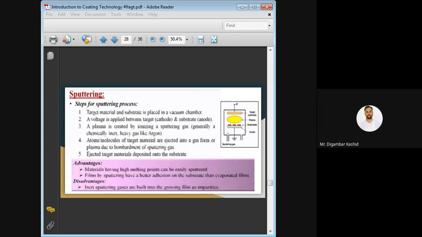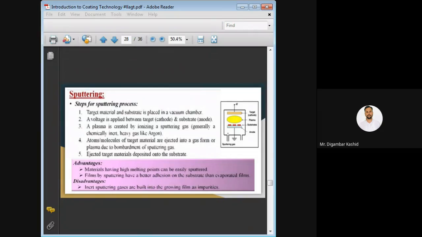Then that plasma is depositing onto your substrate. So atoms or molecules of that target material are ejected into the gas form or the plasma due to the bombardment of the sputtering gas, and the ejected target material will deposit onto the substrate itself.